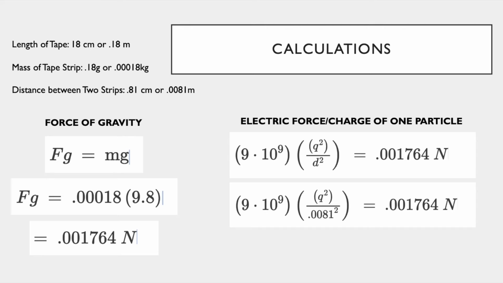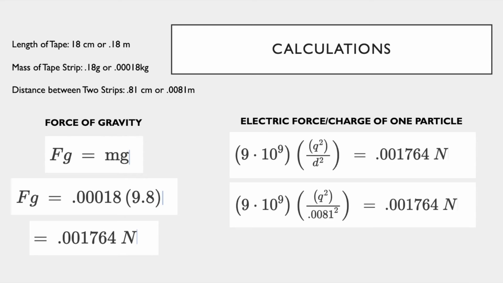Recapping what we already know, we have made the calculations listed on the current slide as well as the information listed in the top left corner to specify dimensions. Based off those measurements, we have the length of the piece of tape to be 18 centimeters or 0.18 meters. The piece of tape has a mass of 0.18 grams or 0.00018 kilograms, and the distance between the tape was 0.81 centimeters or 0.0081 meters.